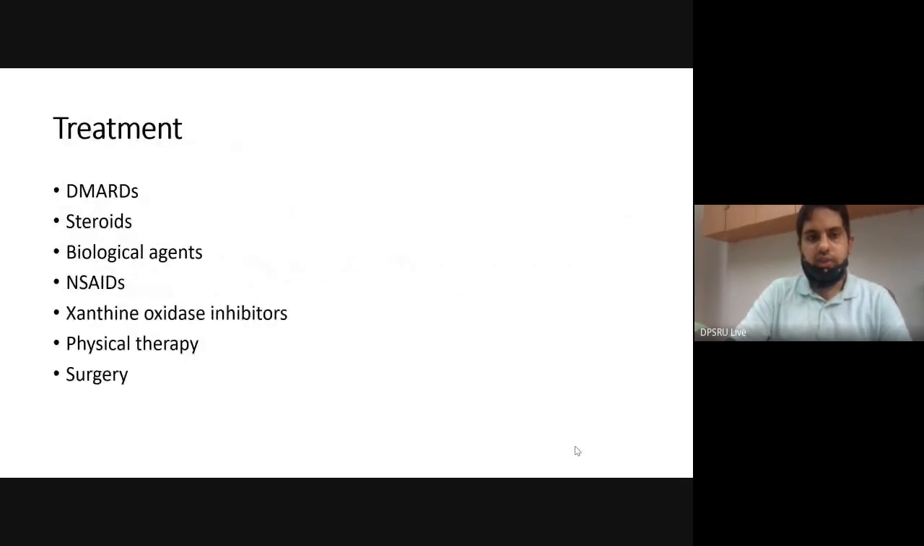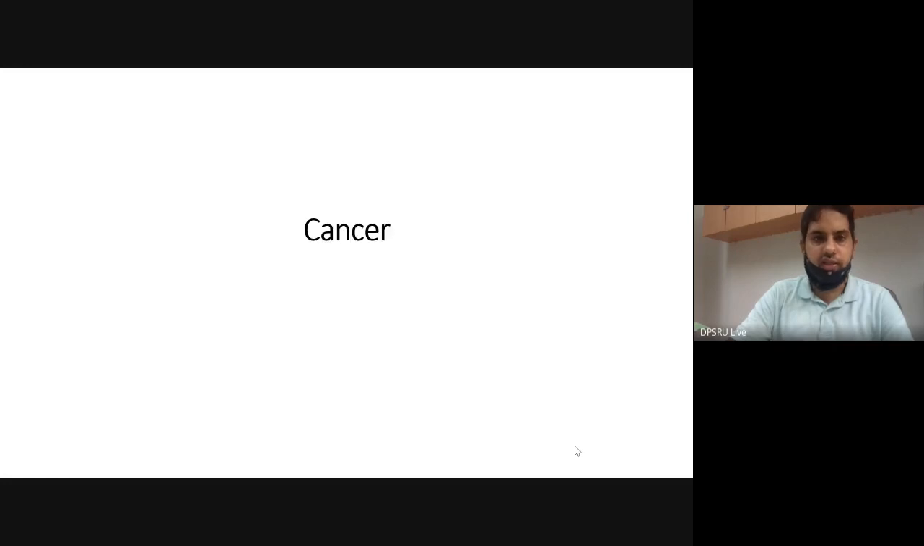Then we discussed the treatment a little bit. DMARDs we provide for rheumatoid arthritis, steroids also, and biological agents if the patient is not responding to these drugs. NSAIDs we give, and xanthine oxidase inhibitors we give for gouty arthritis. Physical therapy has a role, and then surgery.